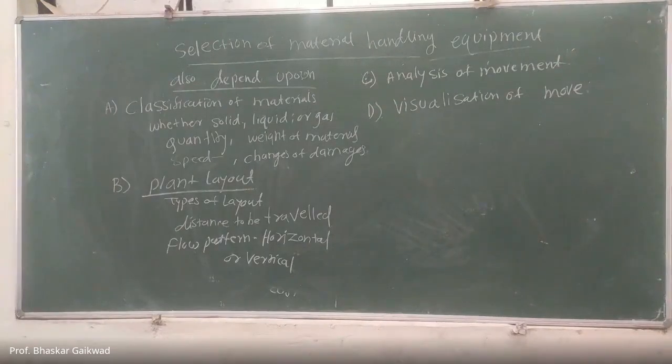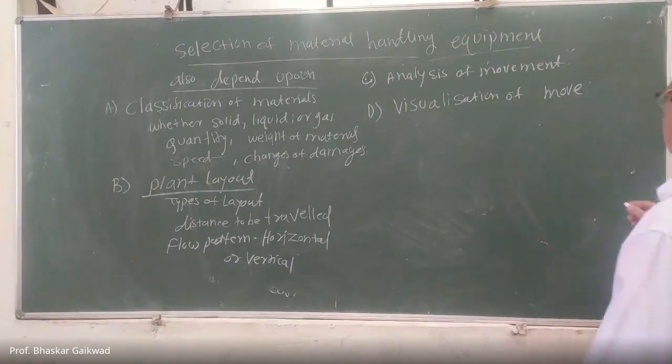First of all, you can see the flow diagrams, whatever the work measurement study we have done in chapter number 4. Those flow diagrams you have to study. Visualize in which way the material is going, and accordingly you can plan for the movement of the materials. So this is the visualization of move, which means here you have to study the flow diagrams.